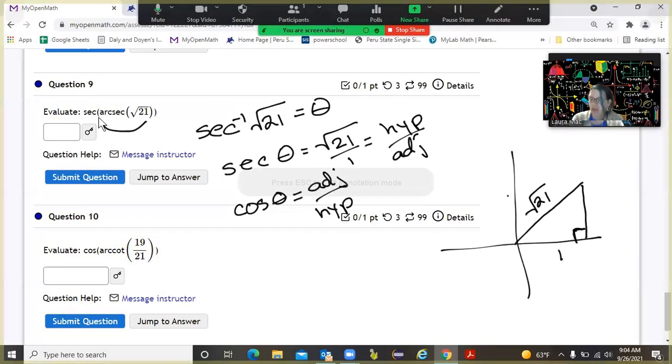So now you could use the Pythagorean theorem to find that missing side. Oh, except we don't have to do that because it's asking for secant, which again, we know is hypotenuse to adjacent. So notice if I then was asking about the secant of theta, I would get root 21 over 1. You see how they're inverses. So essentially they undo each other. Now, every once in a while you can't just do that, but in this case, we can.